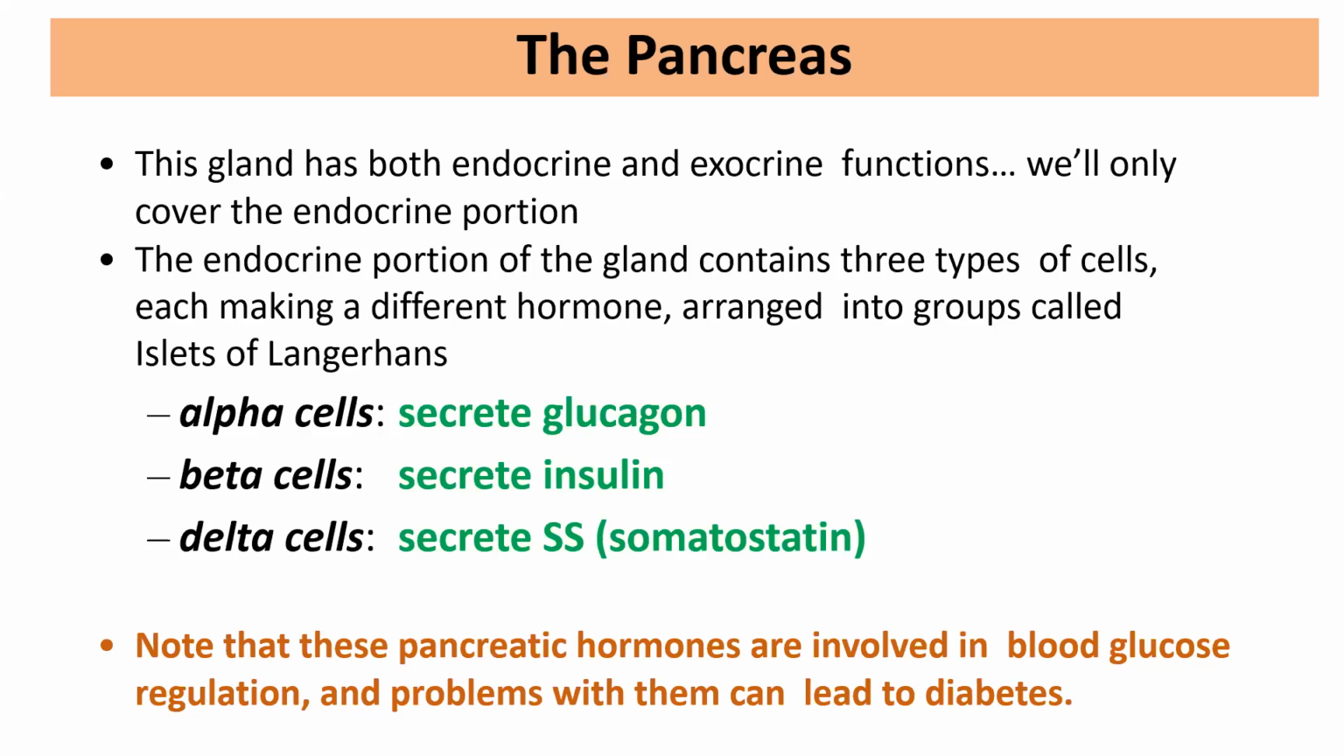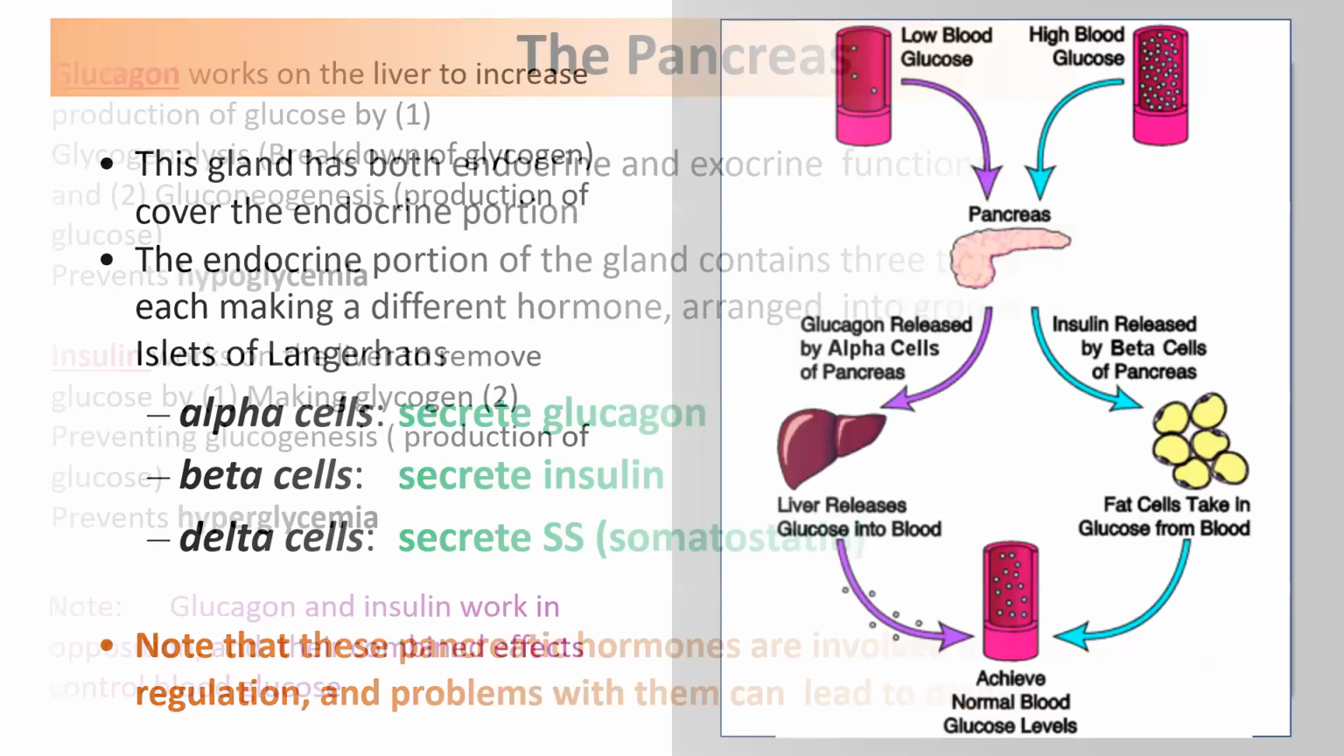So they are directly related to blood glucose levels, and of course, they are directly related to when someone is suffering from diabetes. That's why the pancreas is so important, because of these 3 cells, alpha, beta, and delta cells, making glucagon, insulin, and SS.